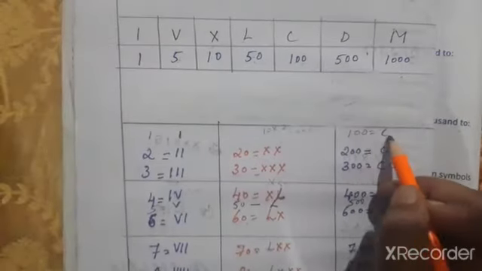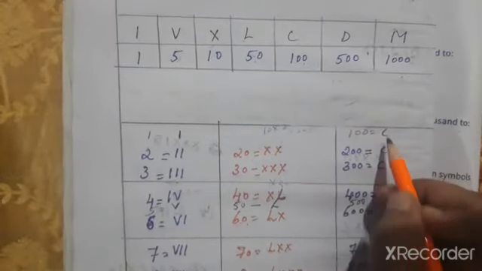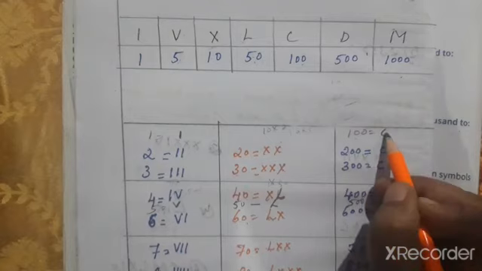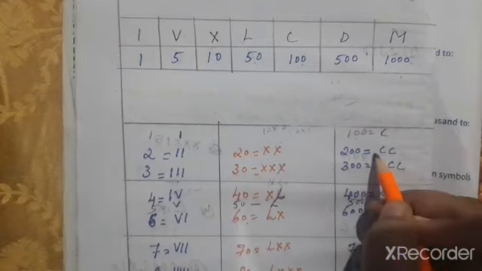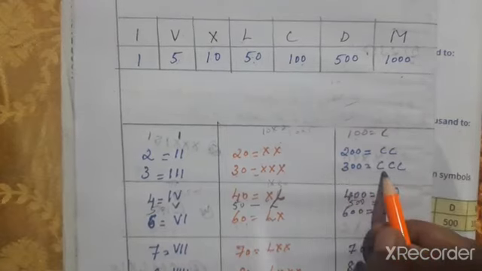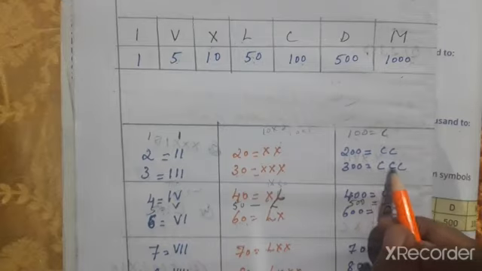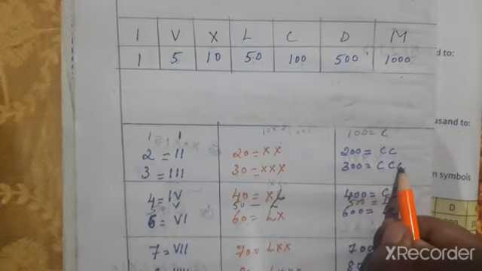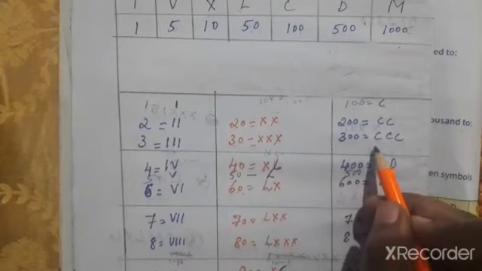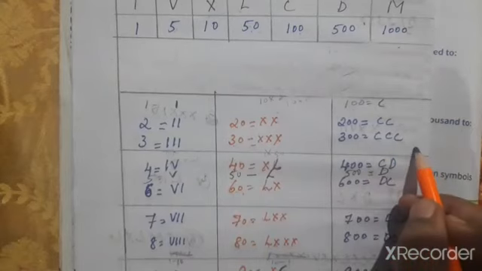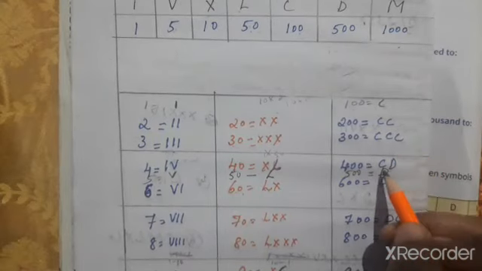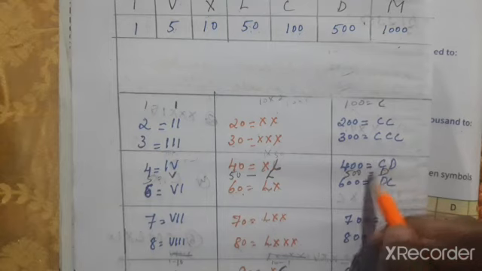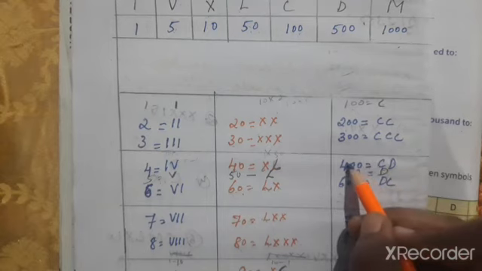The next, 100, we know is C, century. 200 means writing C 2 times: 100 plus 100 is 200. 300 means we write 100 three times: CCC. 400 means, can we write C 4 times? No. We cannot repeat any letter more than 3 times. So for 400, we should know the value of the next number.